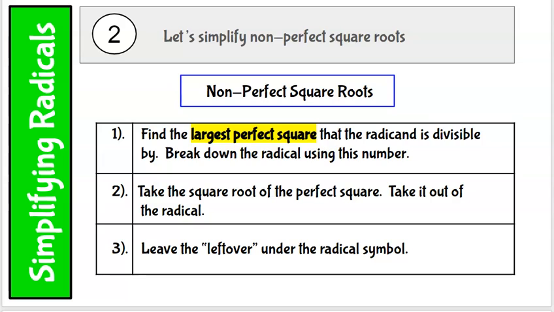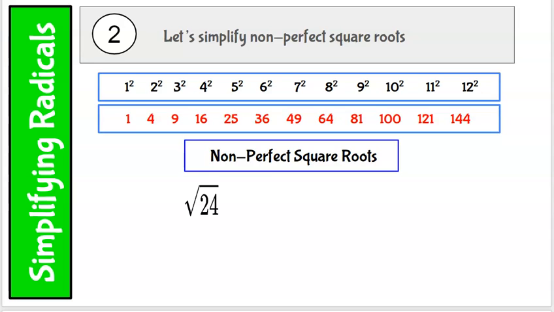And then we're going to break that radical down using that number. So what does that look like? Let's look at 24. We're going to go lower than 25 and say, well, is 24 divisible by 16? Do we get a whole number? We do not. It is not a factor. We're going to divide 24 by 9. That does not come out evenly either. There's nothing that multiplies by 9 to give us 24. So we're going to go down to 4. 4 divided into 24 is 6. So I can break 24 down into 4 times 6, 4 being one of the perfect squares that I have here.